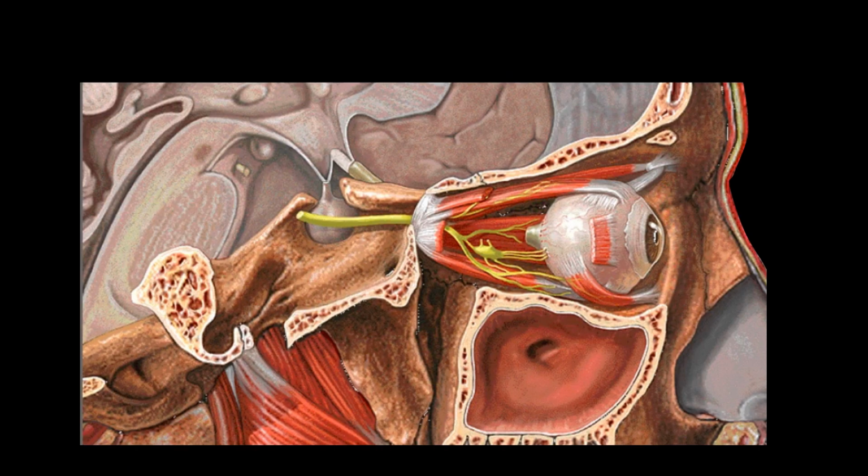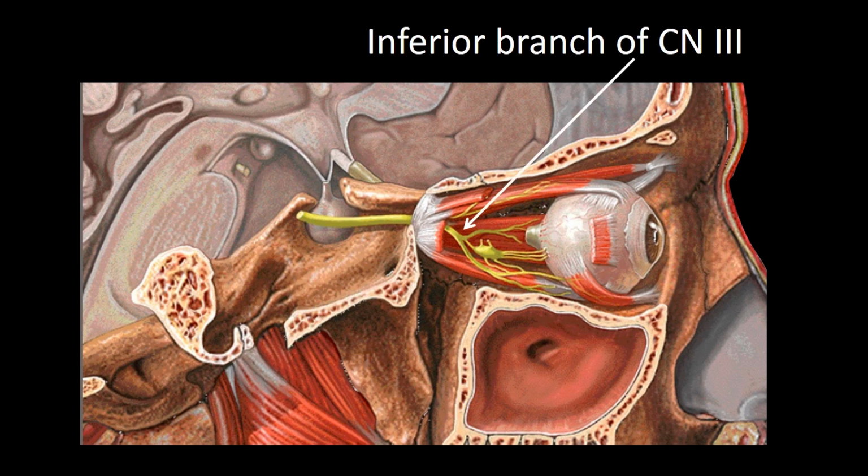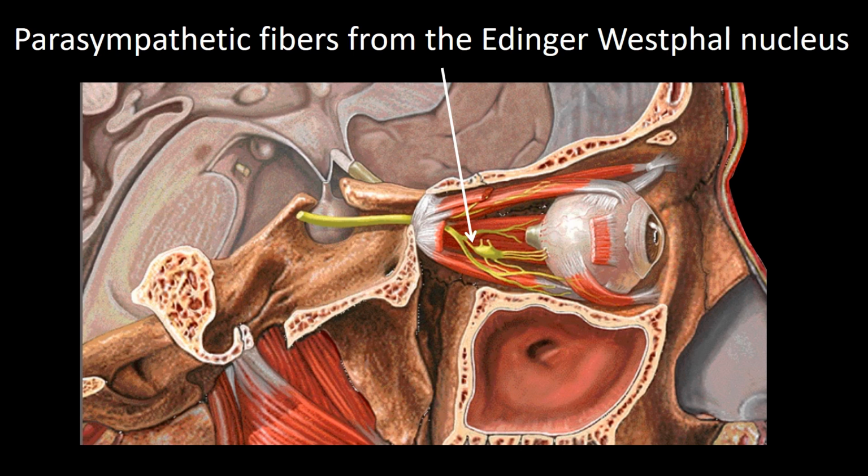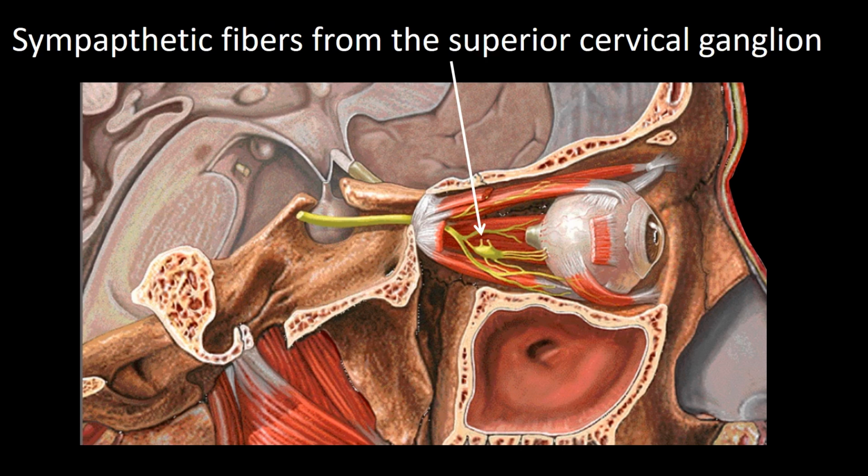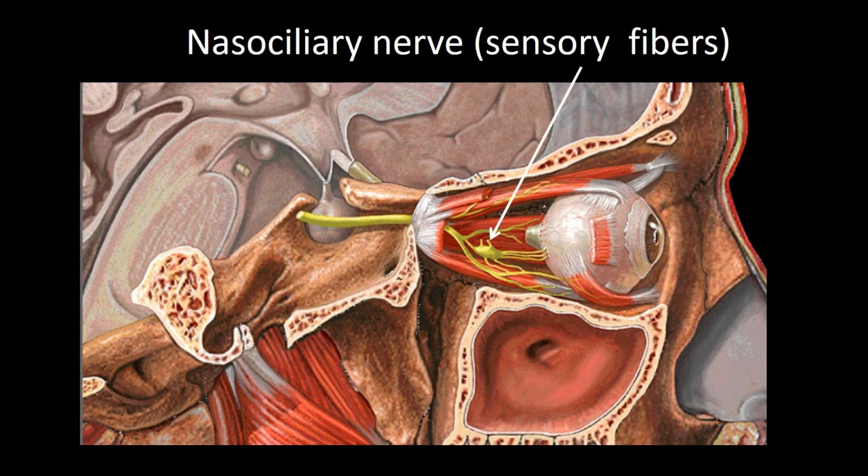This is a sagittal view of the orbit. Here, indicated is the inferior branch of cranial nerve 3. Through it, the ciliary ganglion receives the preganglionic parasympathetic fibers originated in the Edinger-Westphal nucleus. Here, I am pointing to the entry of sympathetic fibers from the superior cervical ganglion. These fibers, unlike the parasympathetic fibers, go through the ganglion but do not make contact with neurons in it. Nasociliary nerve fibers also go through this ganglion without contacting any neurons in it.